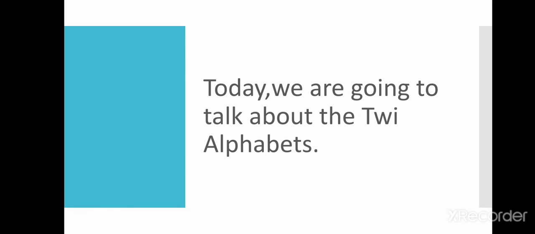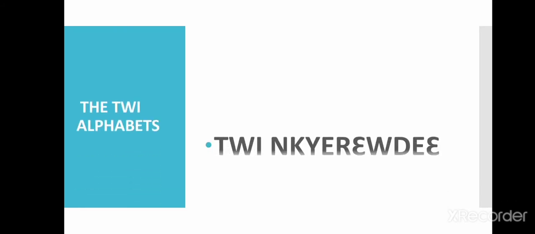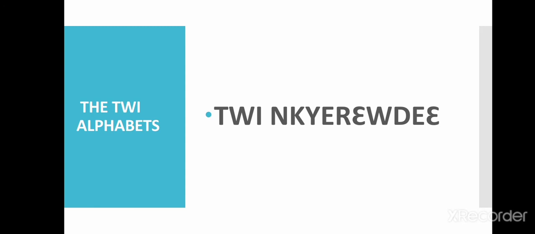Today we are going to talk about the Twi alphabet. The Twi alphabet. And then yebesua Twi nkyerɛwdeɛ. Na yɛhwɛ the Twi alphabet. Twi nkyerɛwdeɛ. Kedi machie Twi nkyerɛwdeɛ. Eno na yebesua. This is what we are coming to learn today. I hope you will enjoy it.